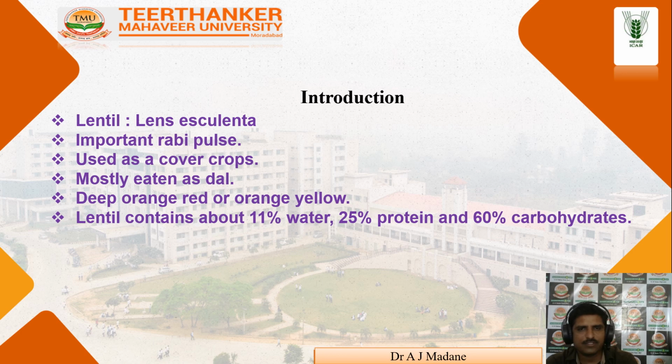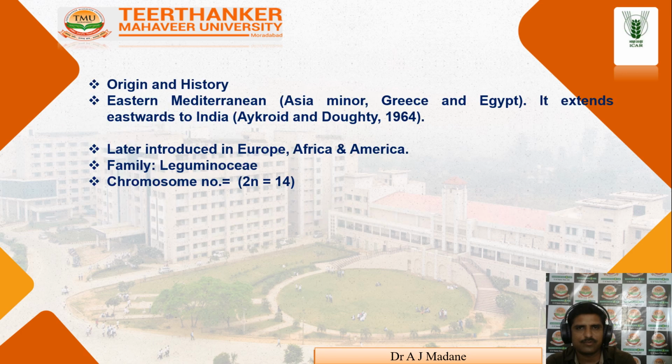Lentil consists of about 11% water, 25% protein, and 60% carbohydrate. For people who are vegetarian, the most important source of protein is the pulse crops, and that's why we have to discuss this most important crop which is cultivated in the north. That is because it is rich in protein, 25%.